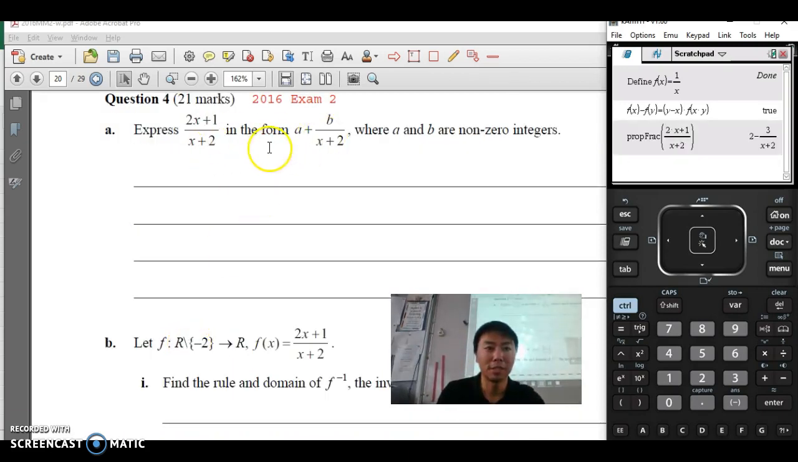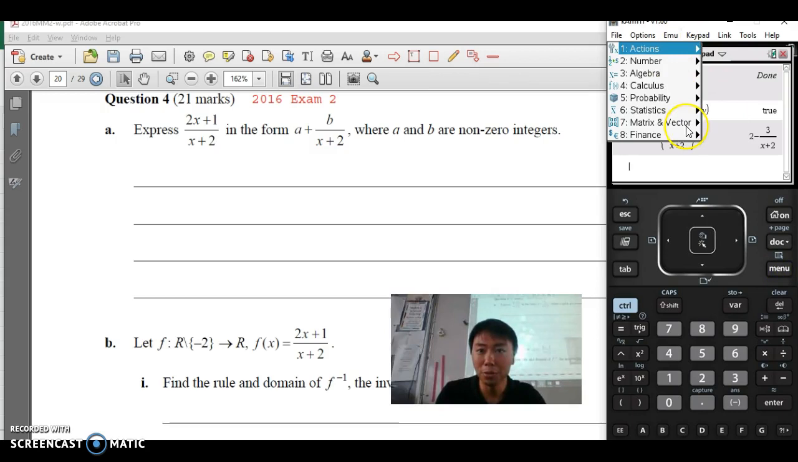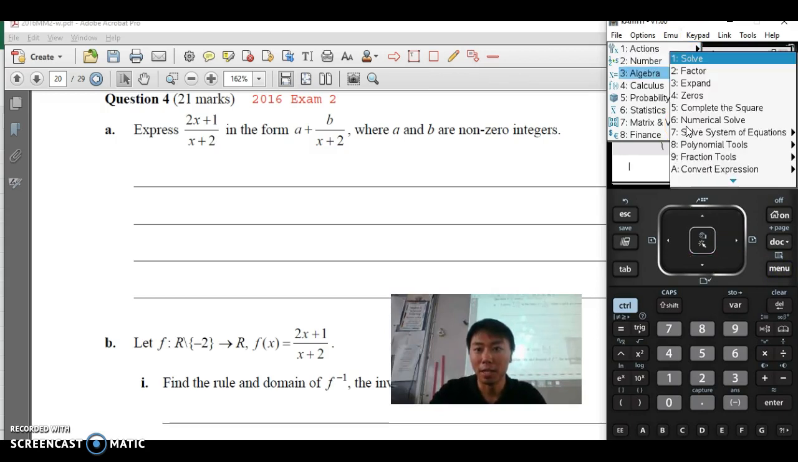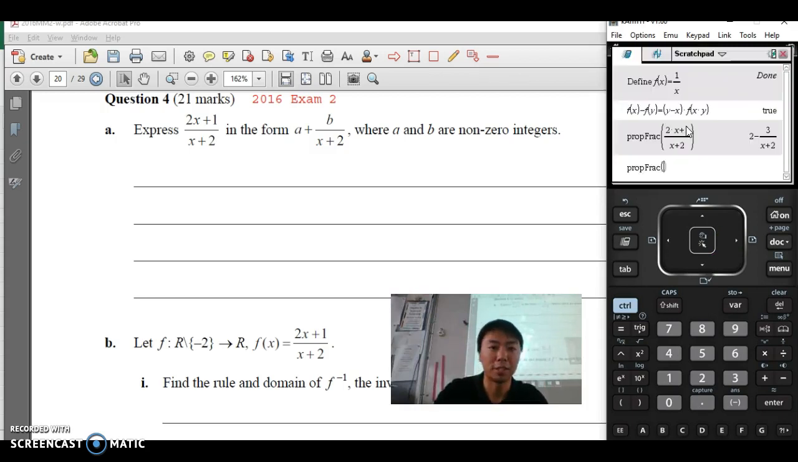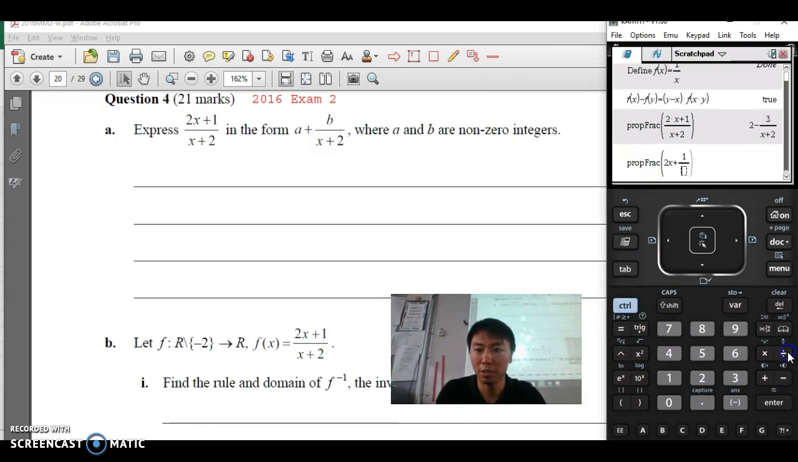Whenever you do this question, this is 2016 exam 2 question 4, you need to go to menu, algebra, fraction tool, and then proper fraction. Type in the expression 2x plus 1, then control division, then put x plus 2 in, and enter. You will get the answer straight away.